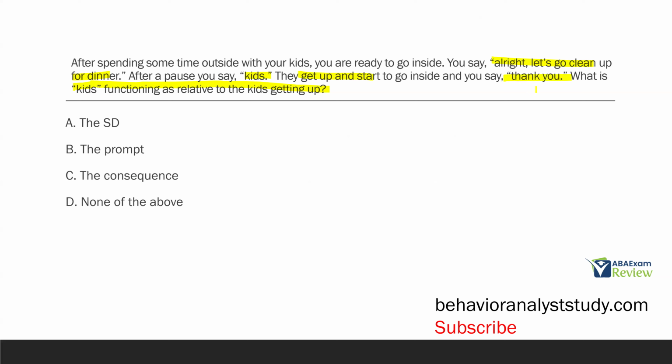and then you say thank you, which is the consequence. So if we broke it down quickly, spending time outside with your kids and being ready to go inside might be the motivation again. All right, let's go clean up is the SD. Kids follows the SD, but comes before the response. So that's our prompt. Get up is the response, and then thank you is the consequence. So kids is functioning as what? It's functioning as B, the prompt. Very straightforward ABC question. Don't overthink it. Trust your prep. Answer it.